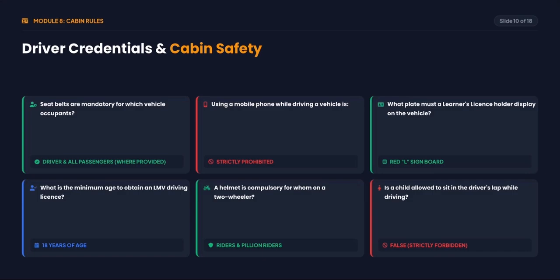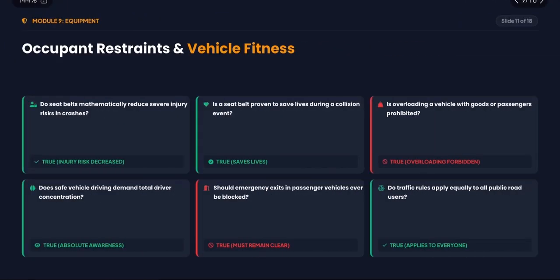What plate must a learner's license holder display on the vehicle? Red L sign board. What is the minimum age to obtain an LMV driving license? 18 years of age. A helmet is compulsory for whom on a two-wheeler? Rider and pillion riders. Is a child allowed to sit in the driver's lap while driving? Strictly forbidden. Module 9, Occupant Restraints and Vehicle Fitness.